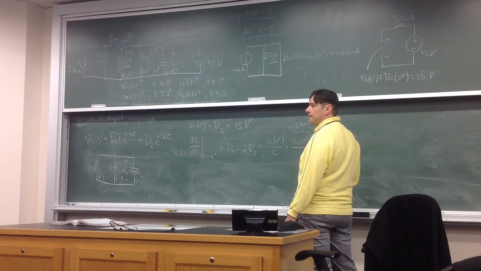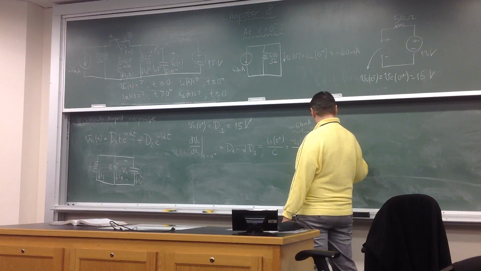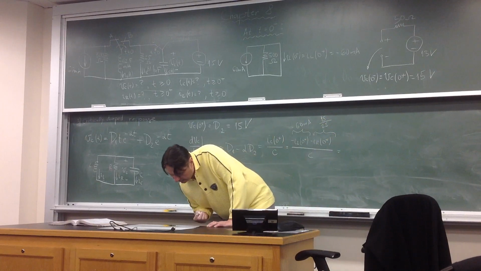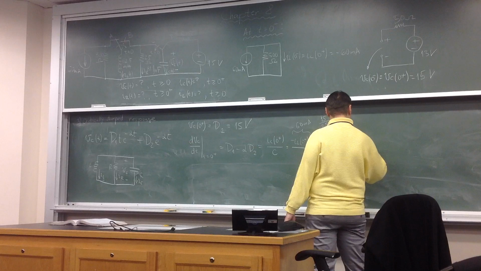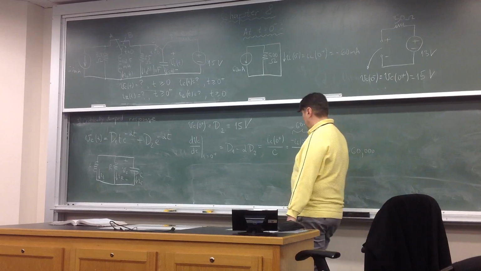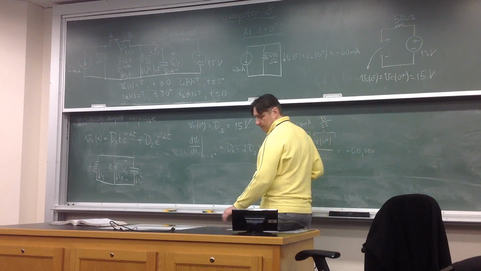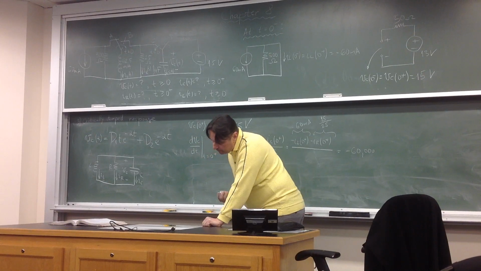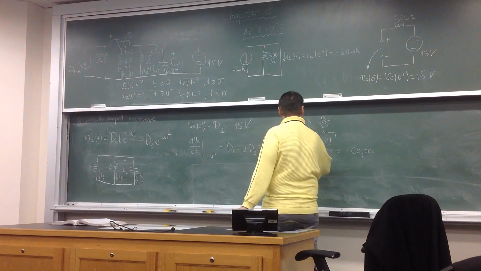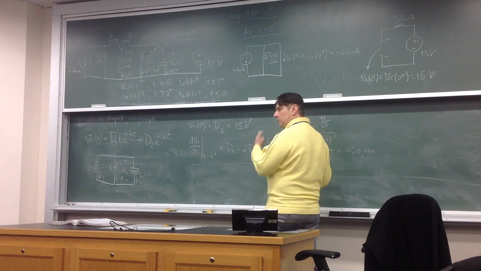Is that correct, what I did? So basically what you get here, when you do it, is minus 60,000. That's minus 60,000. And then this is equal to 10 to the minus 6. Be careful over these units.